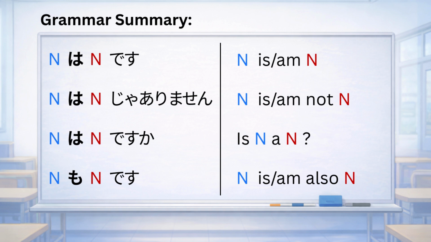These patterns form the absolute foundation of JLPT N5 grammar. Make sure you can read them smoothly, understand them clearly, and create your own sentences using these structures. In the next lesson, we will continue building on this foundation and move deeper into beginner Japanese.